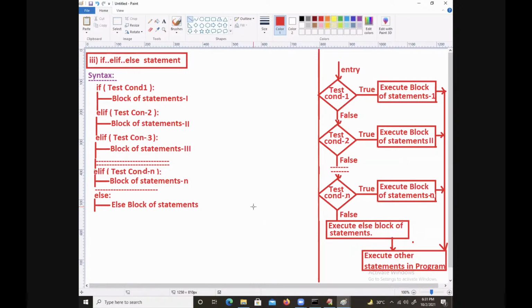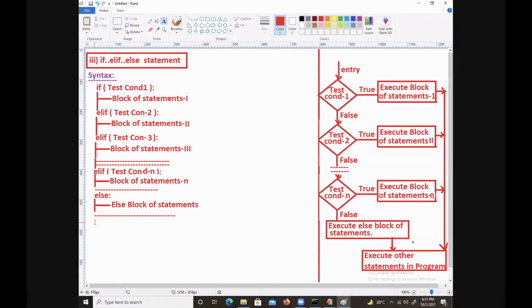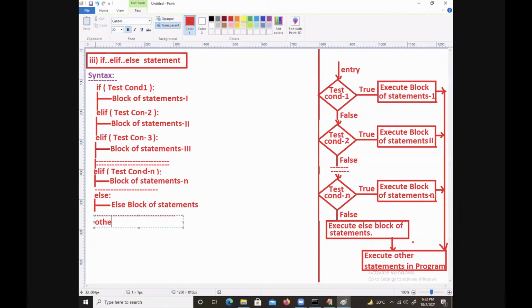So here also, I will mention it here. Other statements in the program. I'll write here other statements in the program. This is an explanation description of our program.